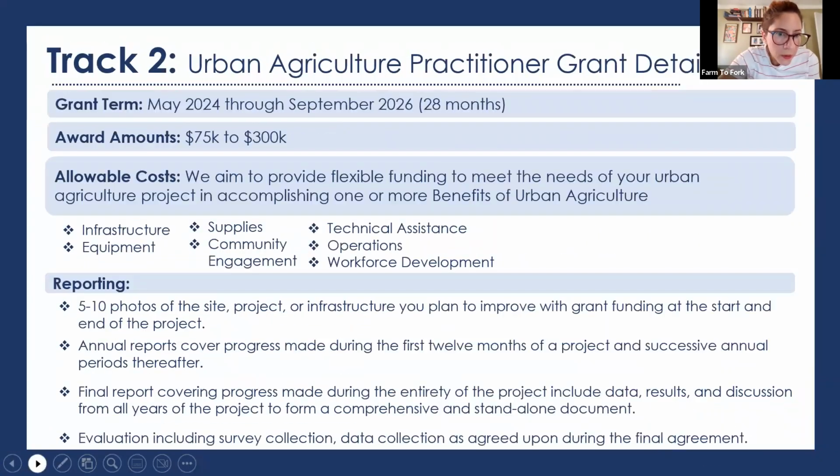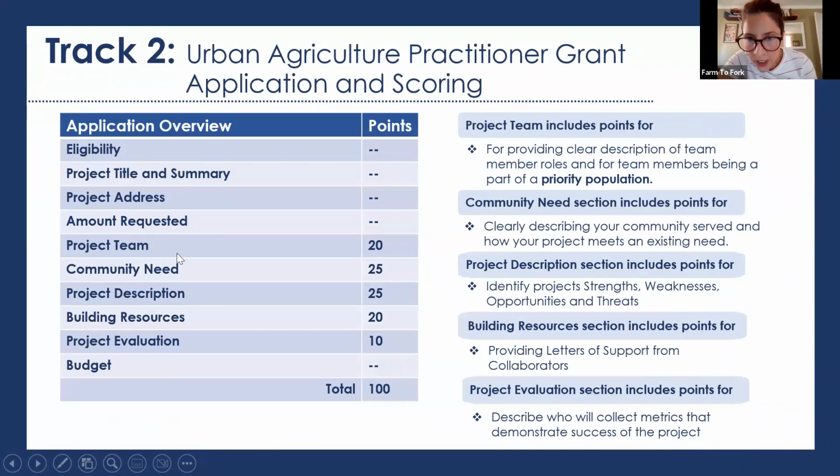Okay, so Tanya's just asking a question about the project team. The project team for track 2 has a total of 20 points attached to it. And you will receive points for providing a clear description of the team member roles, and for team members who are also a part of the priority population and or the community being served. So Tanya, I would definitely recommend that you follow the template in which that section is separate, about whether or not the team member is a part of the priority population.